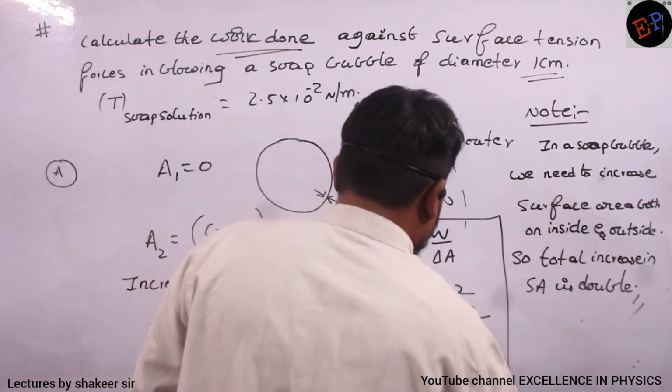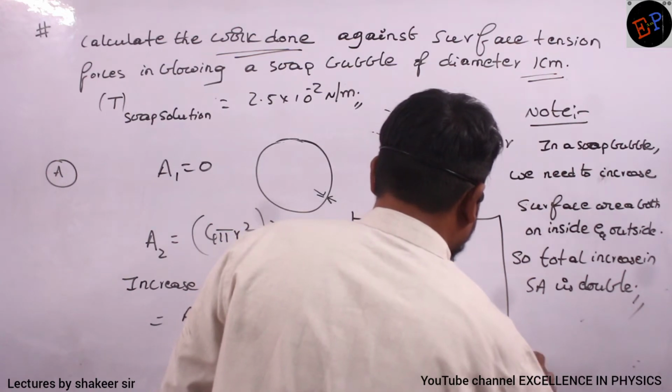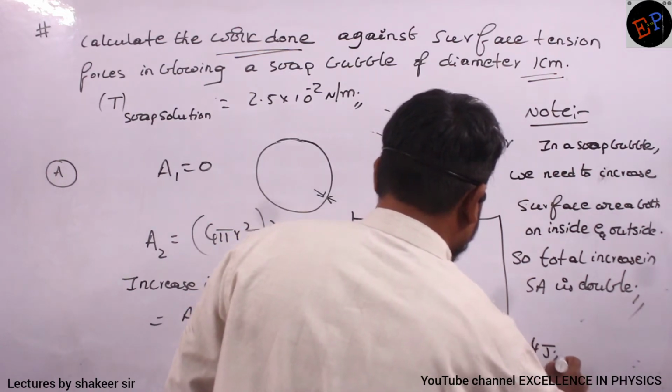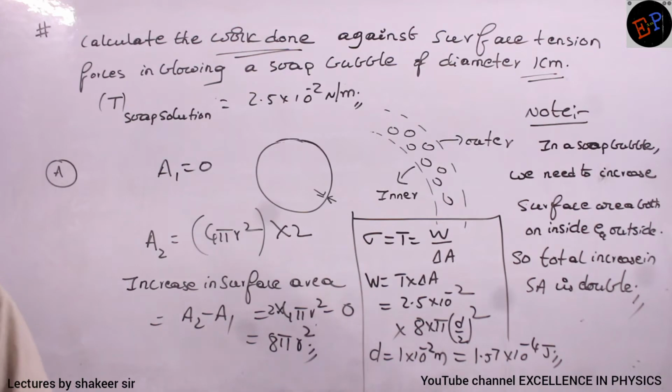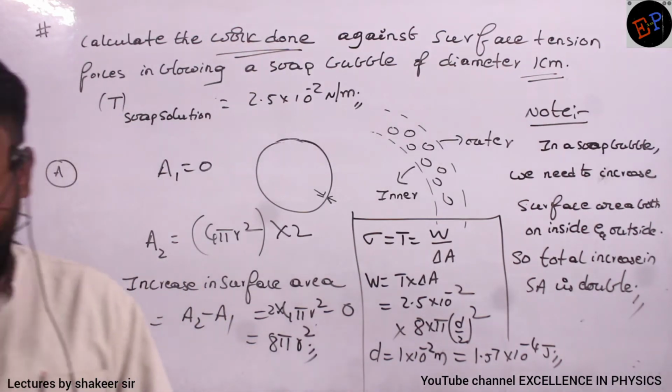So 1.57 into 10 power minus 4 joules. That is the work done to blow a soap bubble. Is it clear? Let's see.